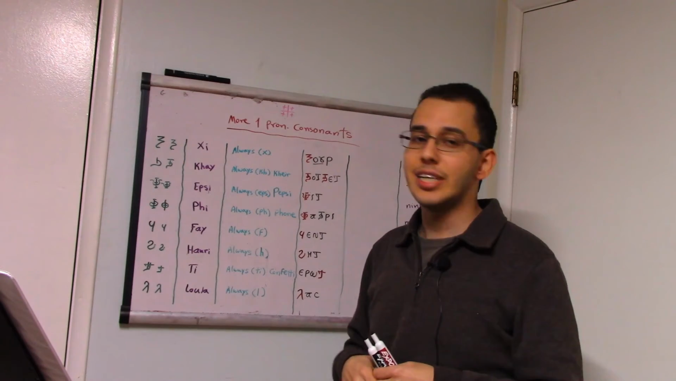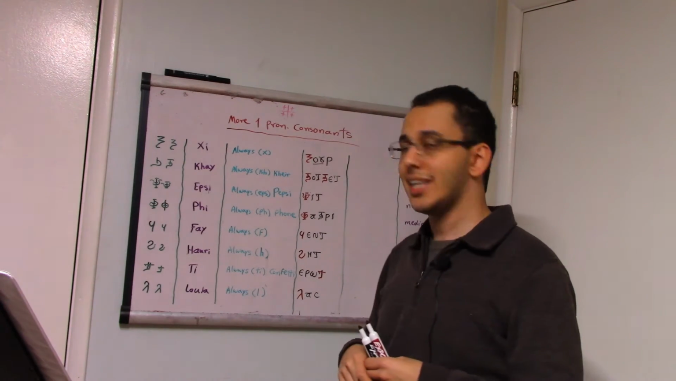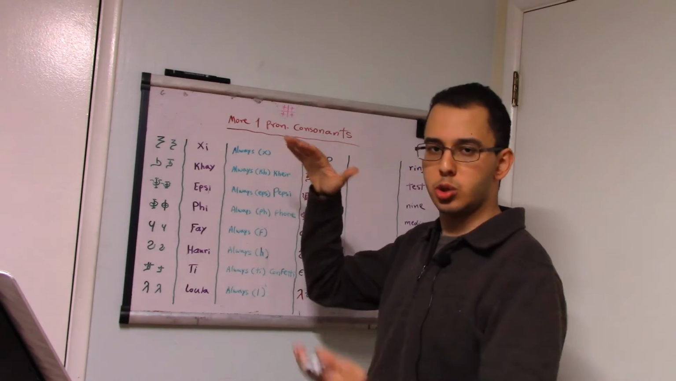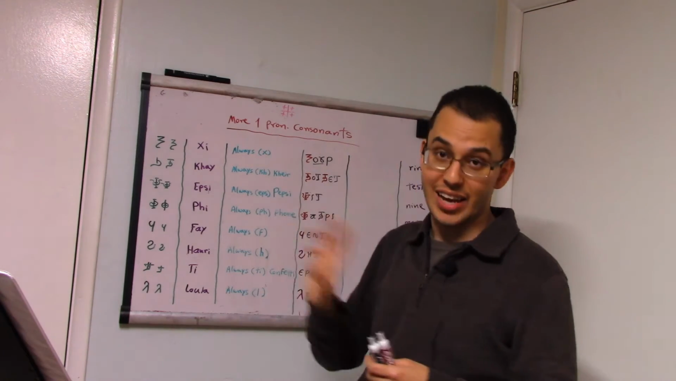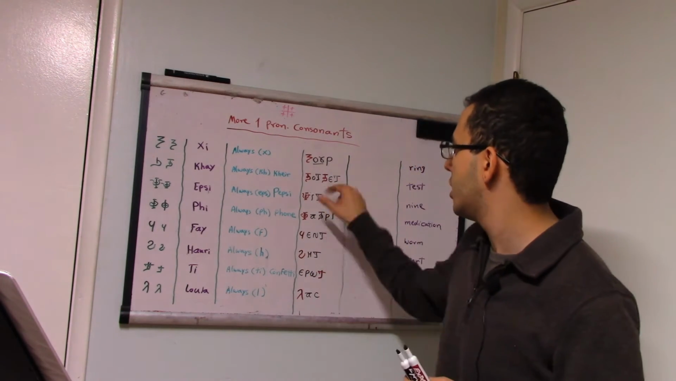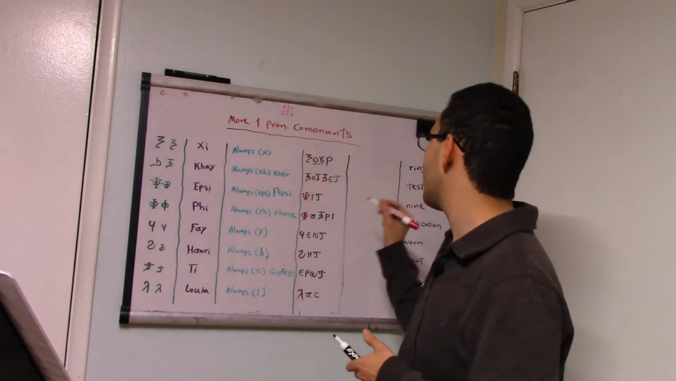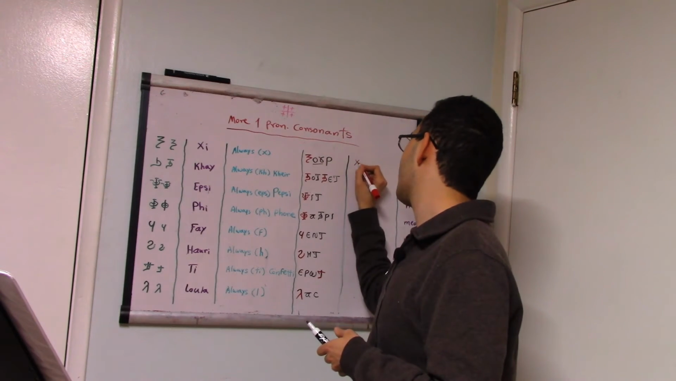First letter we're going to learn is Xe. Xe kind of looks like 2 Z's mushed together. It's Xe, it's always an X. It can only be an X. And this is an example word. So I have Xe, which makes the X sound.